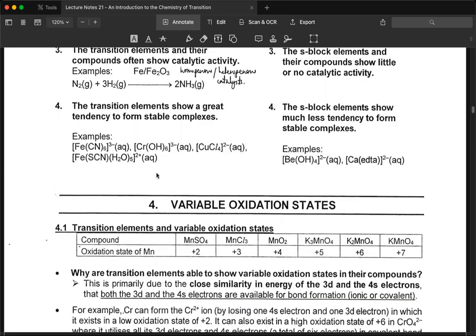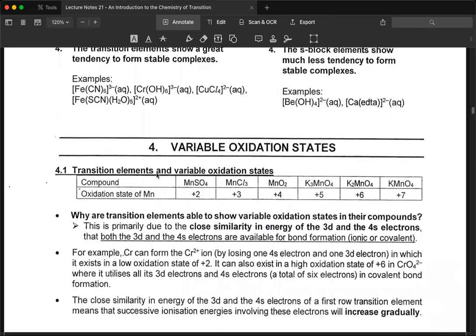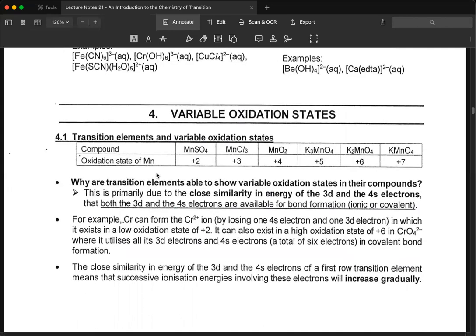The reason why stable complexes can be formed is because they have empty 3d orbitals that can accept electrons from the ligands, which is absent in s block. I mean, s block do have, but it's not so strong, not so stable compared to the transition metals. So, transition elements and variable oxidation state.